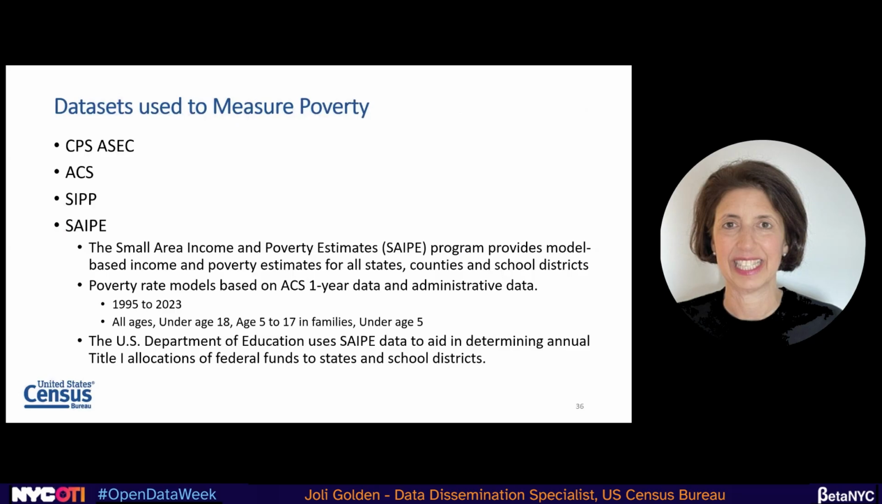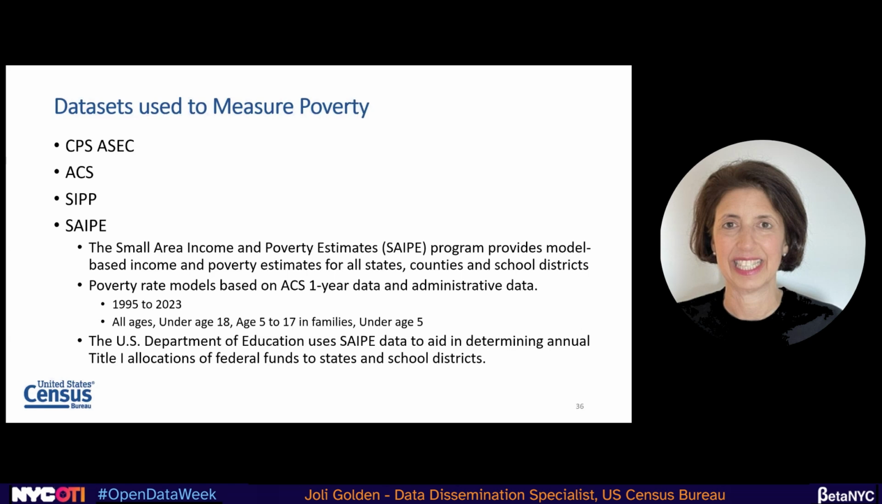Finally, the Small Area Income and Poverty Estimates, our SAIPE program. These estimates provide model-based income and poverty estimates for all states, counties, and school districts. They provide estimates of poverty rates based on ACS 1-year data, so American Community Survey 1-year data, plus a mix of administrative data. You can find this data from 1995 to 2023.